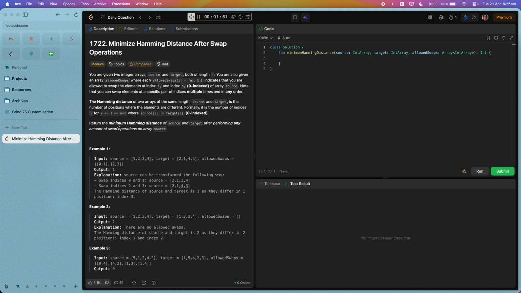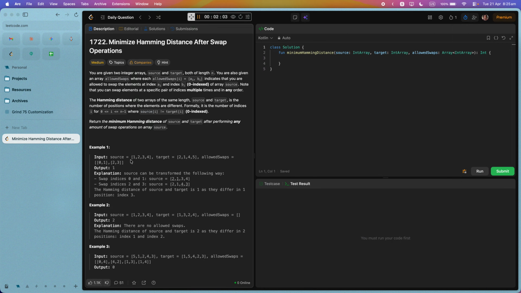So we have to find the minimum Hamming distance. That means we have to make the arrays the same, I think so. Let's take an example. This timer is running, so I will stop at 20 minutes if I can't solve it.